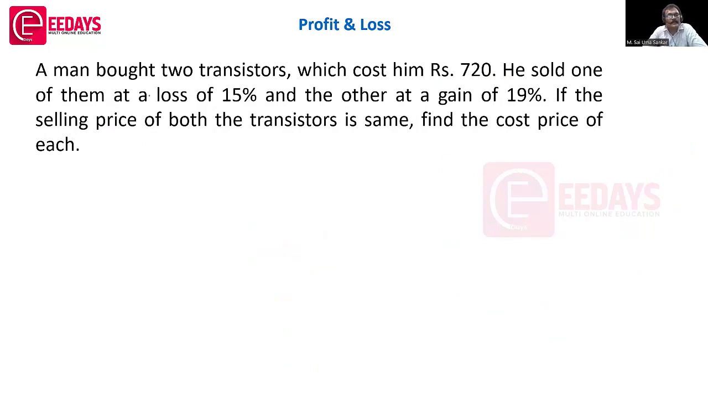Next. A man bought 2 transistors which cost him 720. He sold one of them at a loss of 15% and the other at a gain of 19%. If the selling price of both transistors is the same, find the cost price of each.